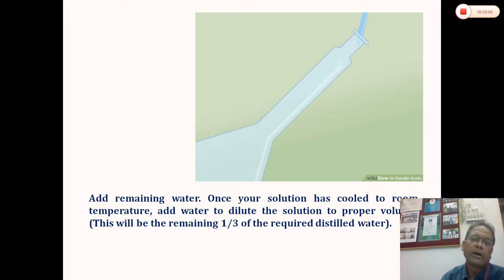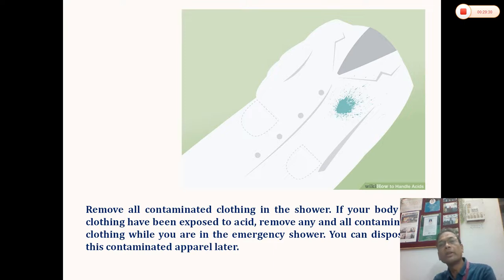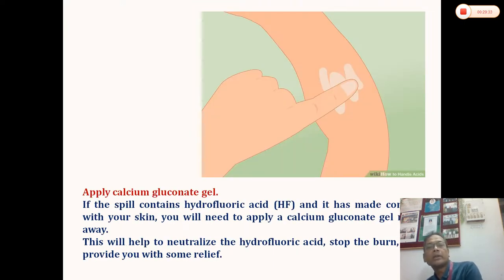You have to take precaution while preparing the strong acid solution. Then, handling emergencies: your laboratory must contain an emergency shower in case acid is thrown or affects your body. You have to wash as early as possible. You have to use the clothes as discussed. If hydrochloric acid is spilled on your skin, then you have to use gluconate gel that will neutralize the effect of hydrochloric acid, stop the burn, and give your skin some relief.